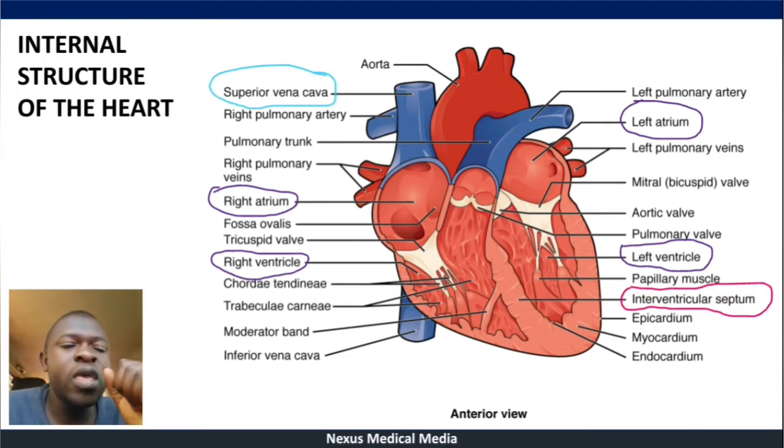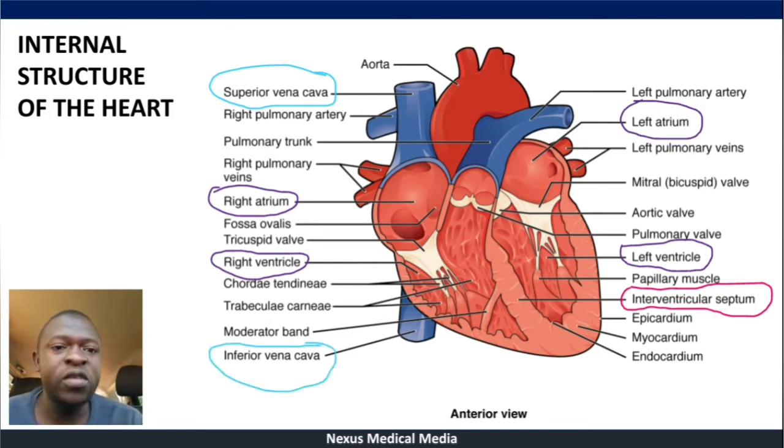Okay. Here you see this great vessel, the superior vena cava. It drains blood from the upper part of the body, right? And the inferior vena cava from the lower part of the body, and the abdominal organs, right? Here you can see the pulmonary trunk.